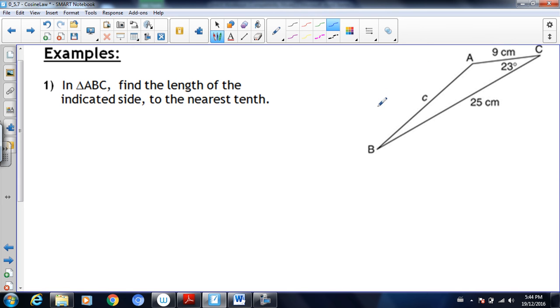Can I use the sine law or the cosine law? Well, let's take a look at what we have. I have two sides and I have an angle. So side, angle, side. Therefore, it must be the cosine law. These two sides are eating the angle, see what I mean? Therefore we use the cosine law.